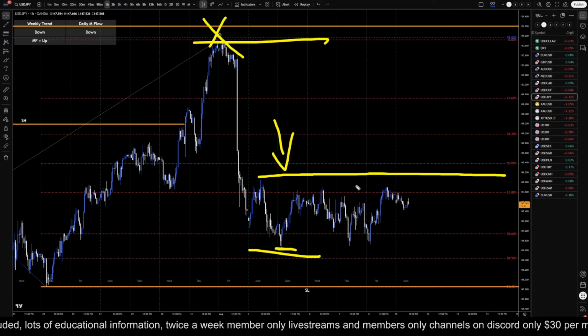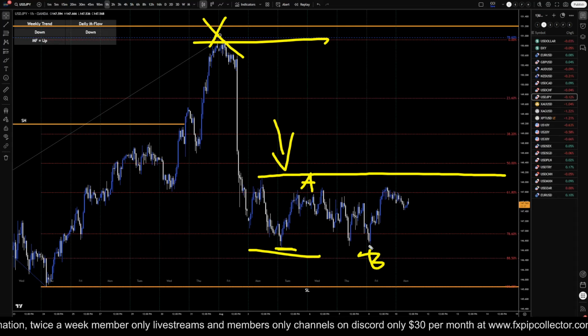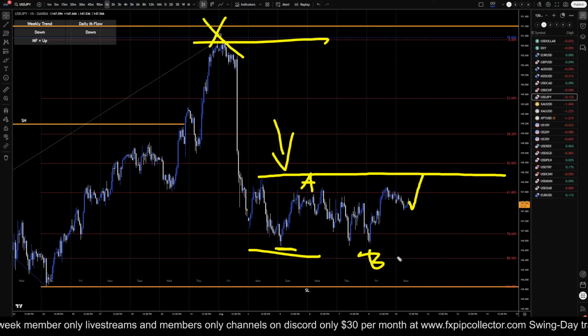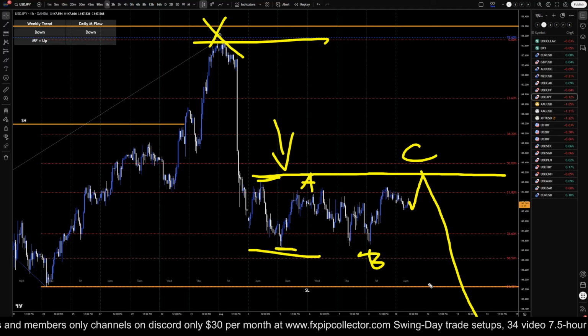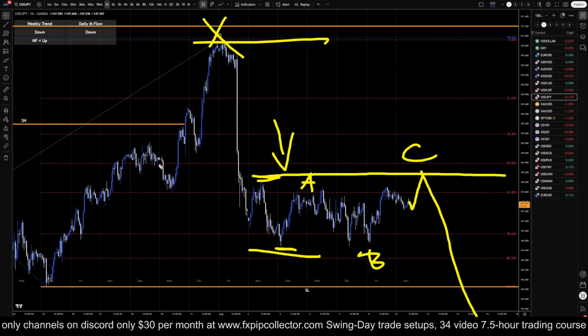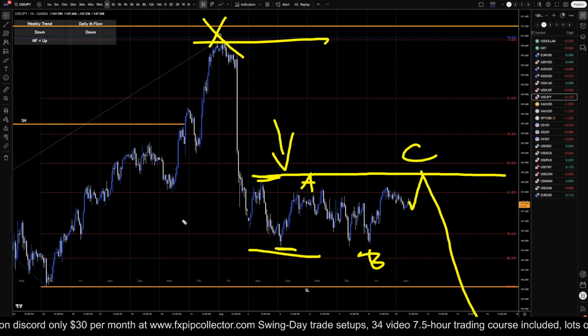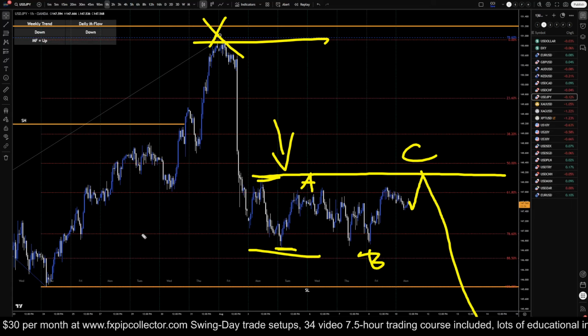it does continue up. But honestly, what I think is going on here is I think this is an A, I think this is a B, I think maybe it could pop up a little bit more, grab this structure level, maybe reject structure, and end up continuing down. So for me personally, I'm definitely still on the short bias, looking for shorts at the end of pullbacks.